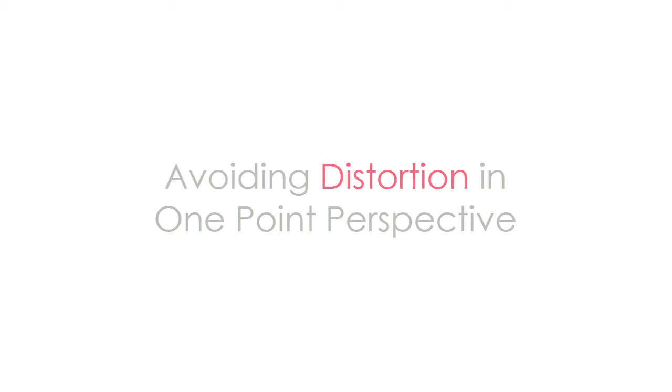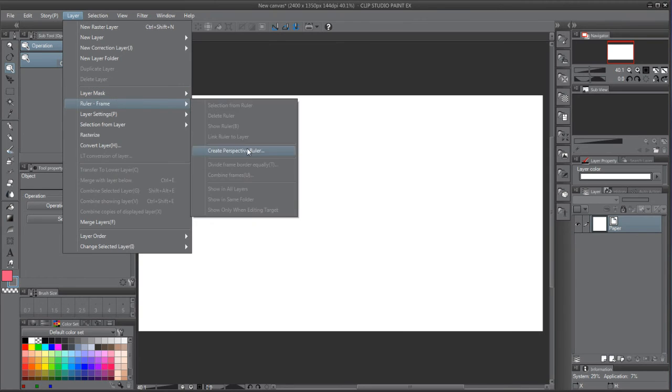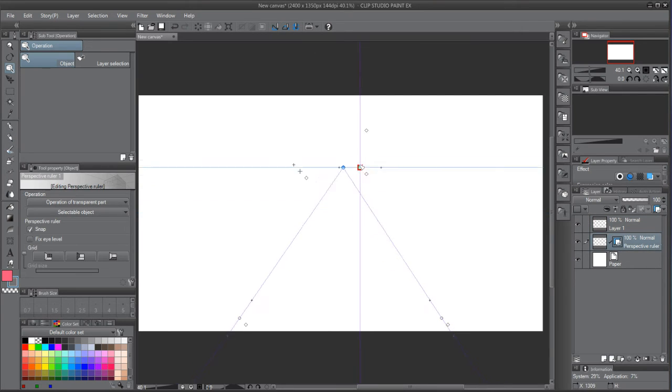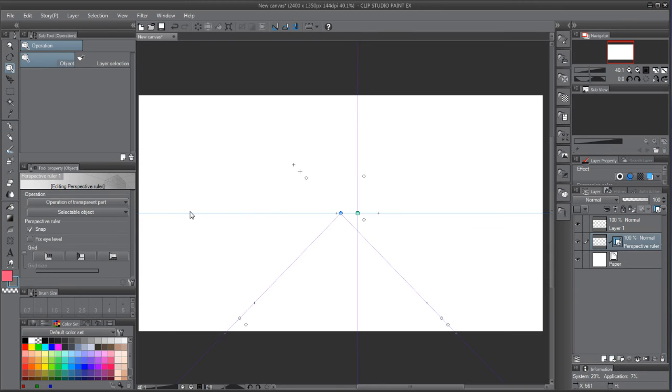Avoiding distortion in 1-point perspective. To better illustrate these concepts, we are going to be using the perspective ruler of Manga Studio Clip Studio Paint. As you can see, this ruler comes by default with an eye level and a vanishing point that we can adjust. From this vanishing point, we have 2 guides that radiate with an angle of 90 degrees. This angle is very important because it indicates the threshold in which the drawing will keep correct proportions.